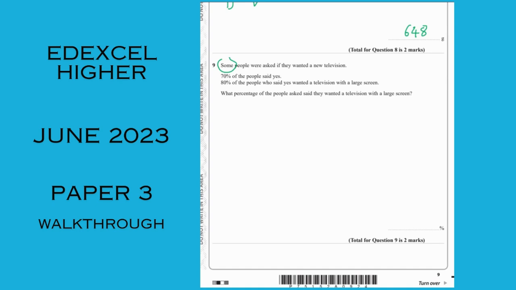70% of the people said yes, 80% of those. What percentage want a television with a large screen? So 70 out of 100 people said yes, and 80% of them said yes. So that's the calculation. You could do a decimal version, no one cares, but it's 56%, 56 over 100, or however you've worked that out.